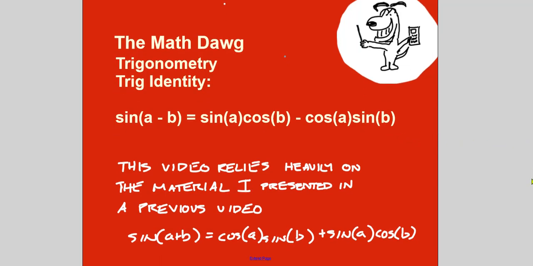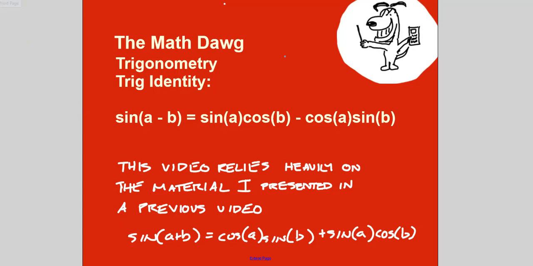This video does rely heavily on material I presented in a previous video: sine of the sum of two angles, a plus b, equals cosine of a times sine of b plus sine of a times cosine of b. So I'm going to use this property plus some properties of odd and even functions for sine and cosine.